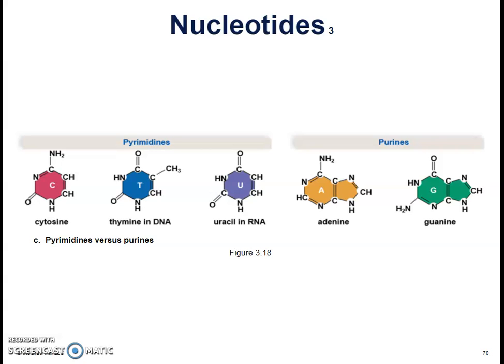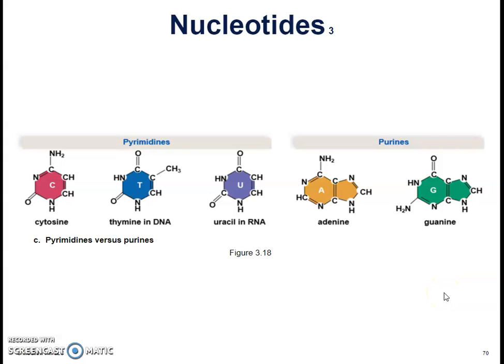Here are the different nitrogen bases that are found in nucleotides. Here's cytosine, thymine, uracil. These are in a category called pyrimidines. And these 2 over here, adenine and guanine, are purines. Pyrimidines are made up of 1 single ring that consists of a mostly carbon backbone. Purines are 2 rings that are bonded together.